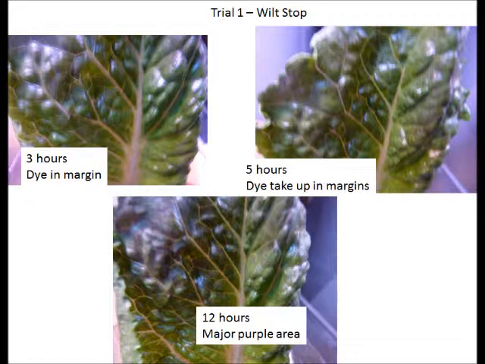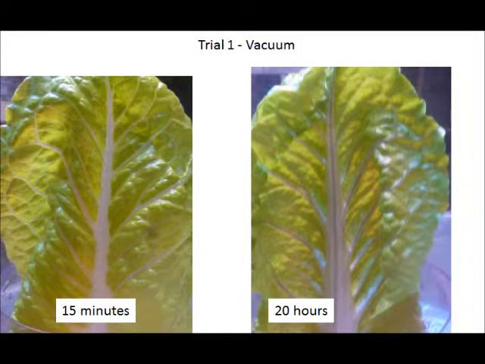In fact, the vacuum subjects drew less dye than the control subjects and the wilt stop subjects, which were in the same dry air but not in the chamber, which was sealed by water. The last major finding was that wilt stop was no better than the control leaf in the dry air.